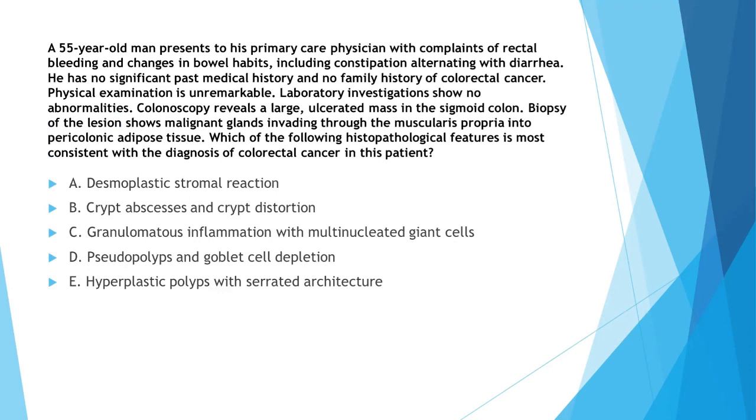Colonoscopy reveals a large ulcerated mass in the sigmoid colon. Biopsy of the lesion shows malignant glands invading through the muscularis propria into pericolonic adipose tissue. Which of the following histopathological features is most consistent with the diagnosis of colorectal cancer in this patient? Desmoplastic stromal reaction, crypt abscesses and crypt distortion, granulomatous inflammation with multinucleated giant cells, pseudopolyps and goblet cell depletion, hyperplastic polyps with serrated architecture.